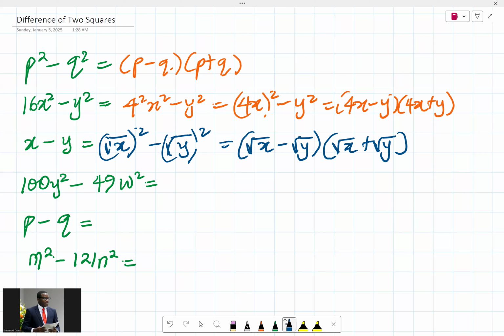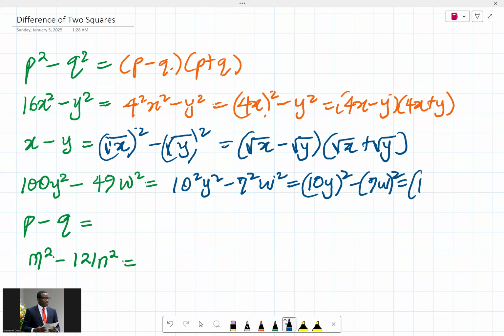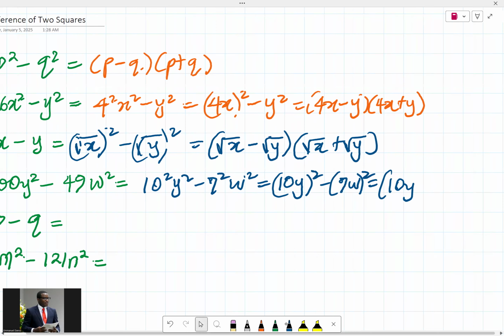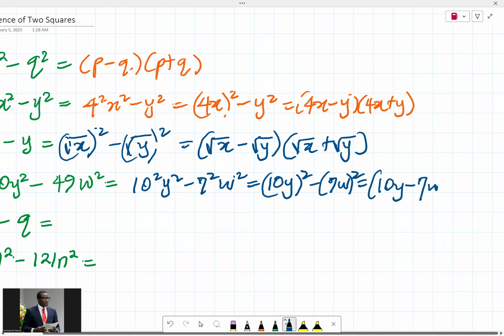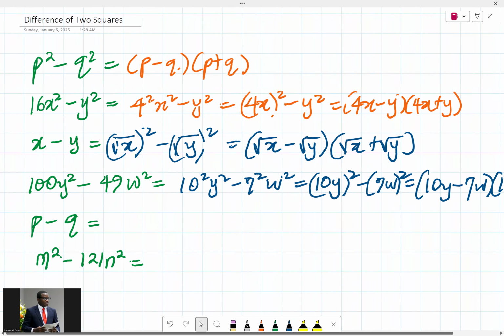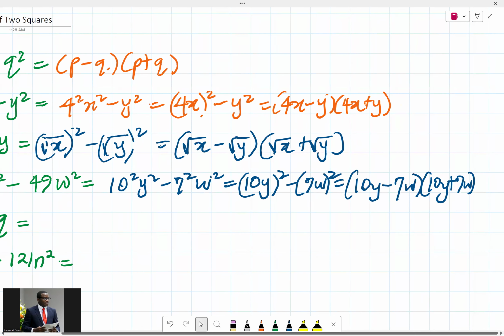So the next one, you have 100y squared minus 49w squared. Straight off, we know that is like 10 squared y squared minus 7 squared w squared. That's like 10y all squared minus 7w all squared. So that means we simply have 10y minus 7w into 10y plus 7w. And that is it. So we have that right there.